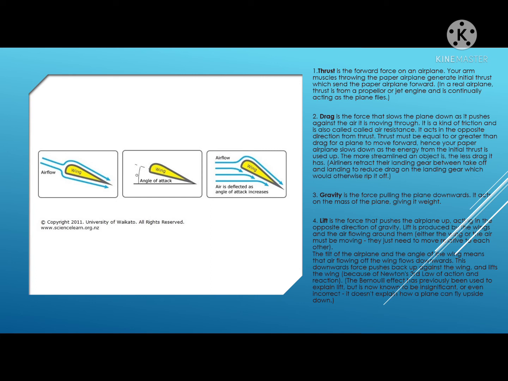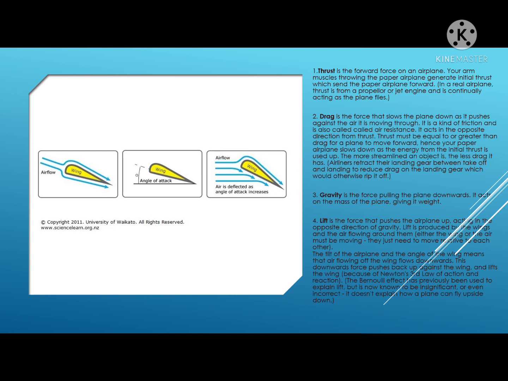Thrust must be equal to or greater than drag for a plane to move forward. Hence, your paper airplane slows down as the energy from the initial thrust is used up. The more streamlined an object is, the less drag it has. Gravity is the force pulling the plane downwards. It acts on the mass of the plane, giving it weight.